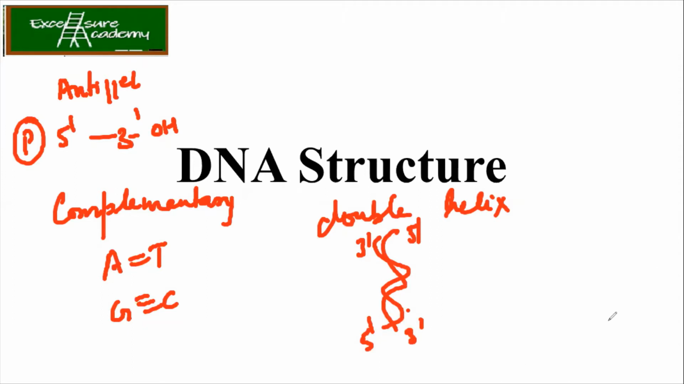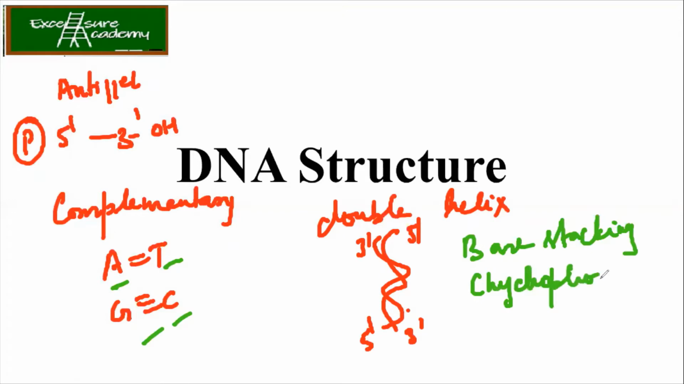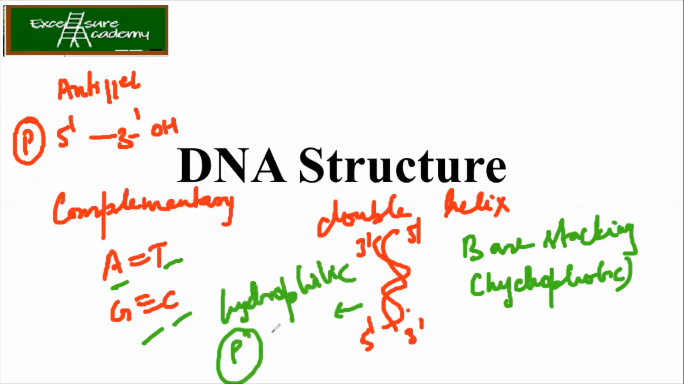Now, which region of DNA structure is highly hydrophobic in nature and which is hydrophilic? Wherever the base stacking is present, like you have got the bases, A, T, G, C, right? Wherever base stacking is there, that region is hydrophobic, and the rest, all the backbone of the DNA, is hydrophilic. Why is it hydrophilic? Because it is made up of phosphate and sugar. So it is hydrophilic, and this enables your DNA to be soluble in water.